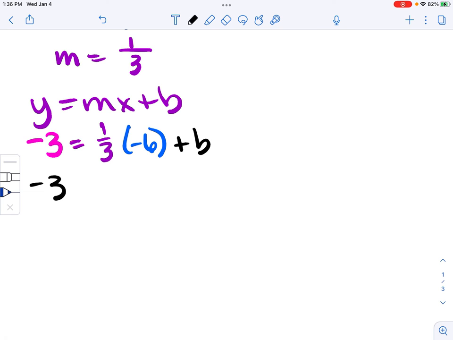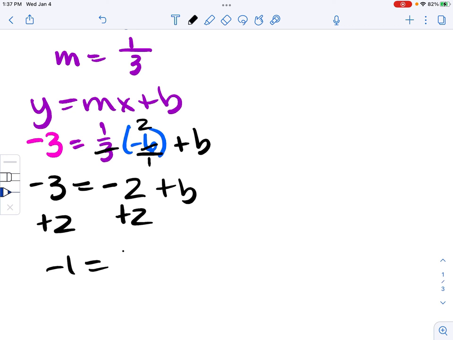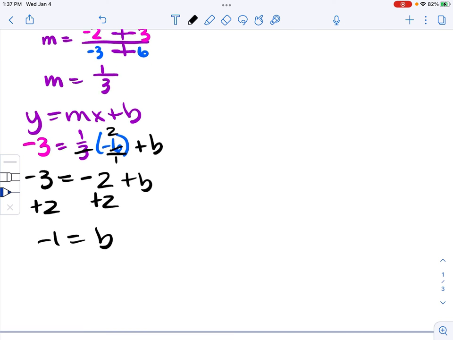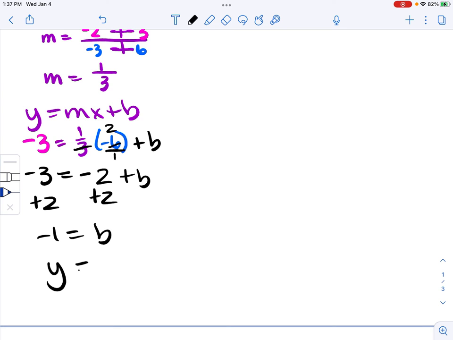So -3 equals. So this is the same thing as being over 1. Positive times negative is negative. 3 goes into 6 twice, so I have -2 plus b. I add 2 to both sides of the equal sign. I get -1 is equal to b. And I write my equation 1/3 x minus 1.